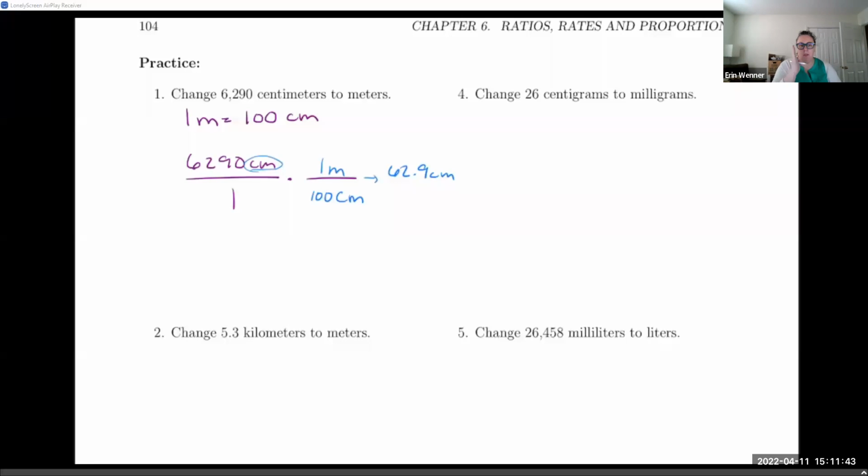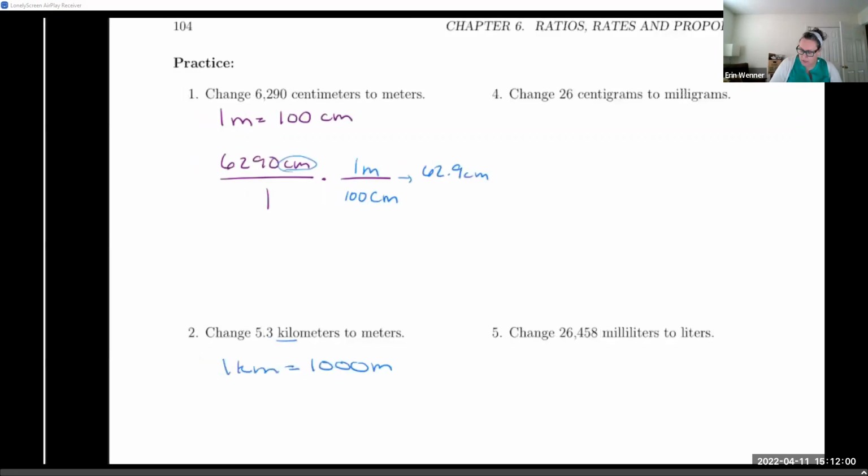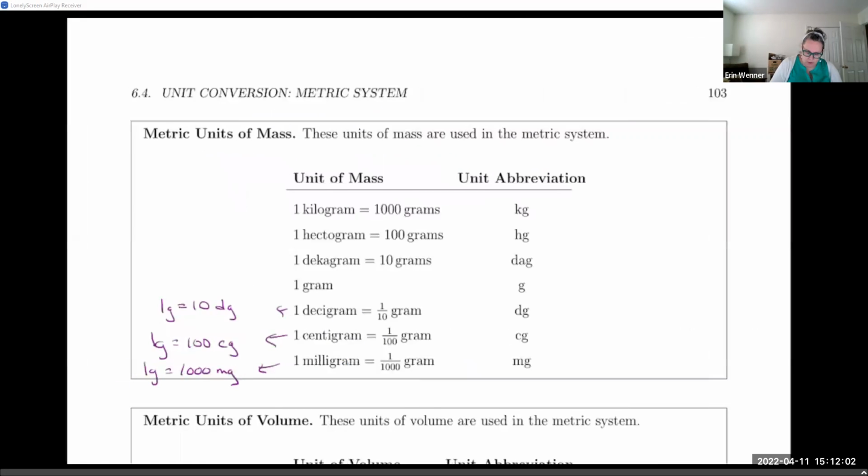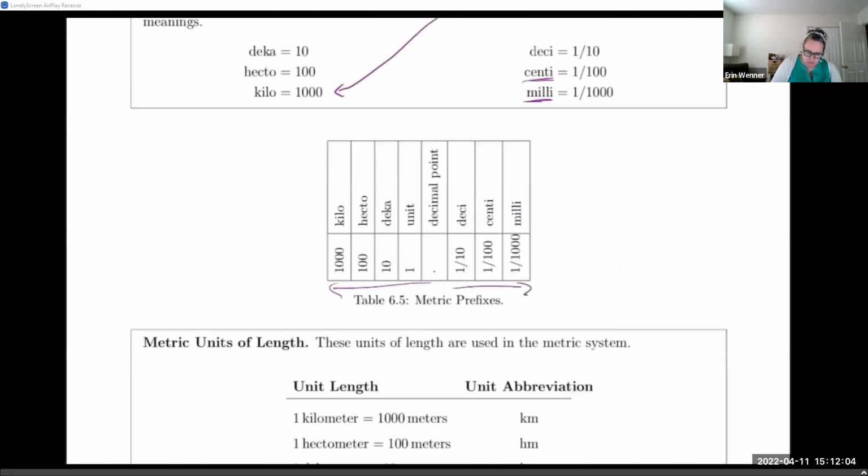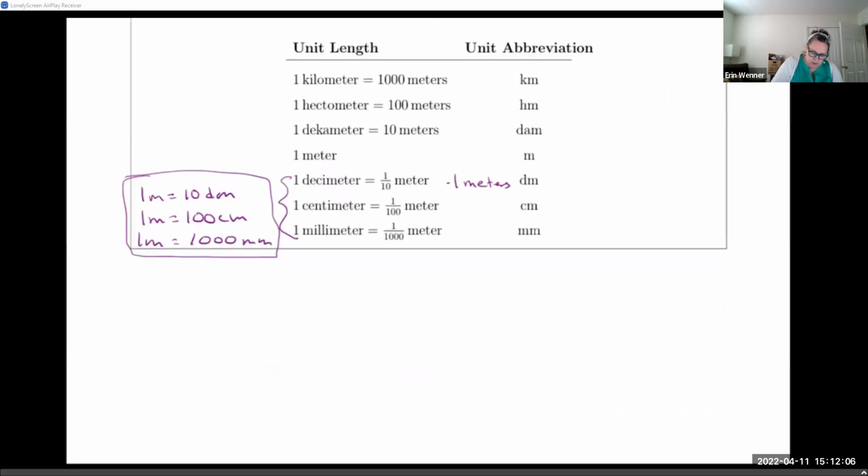So we're trying to go from kilometers to meters, right? So kilo, remember, means 1,000. So 1 kilometer equals 1,000 meters. Again, I don't expect you to memorize this right now. If you need to check it, you go back to our units of length. And right here, it says 1 kilometer equals 1,000 meters, right?